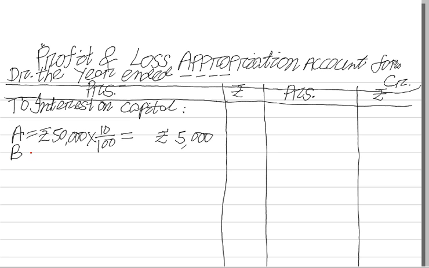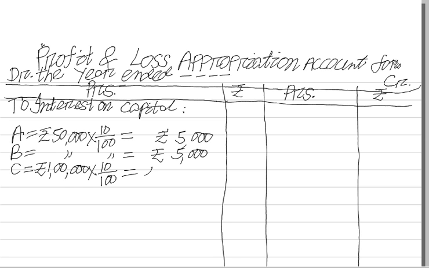For B, this is same. For C, rupees 1 lakh into 10% is equal to rupees 10,000. That is amounting to rupees 20,000.